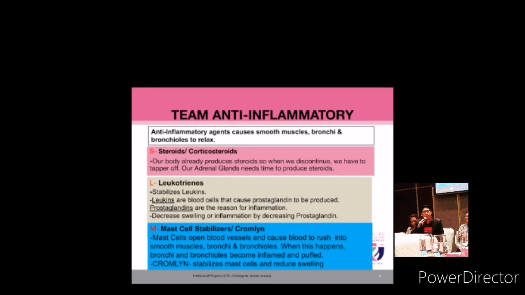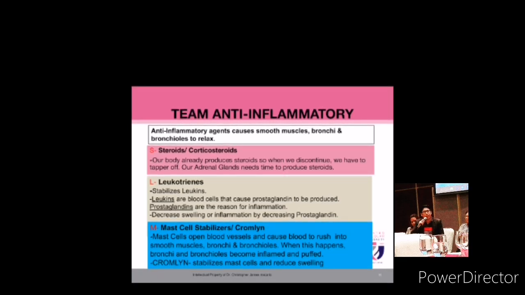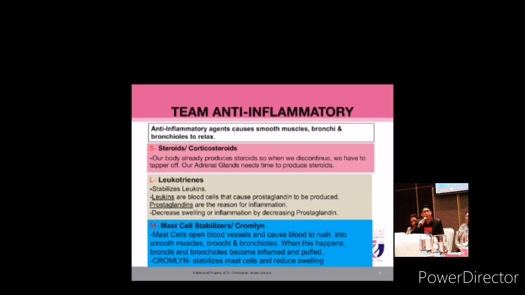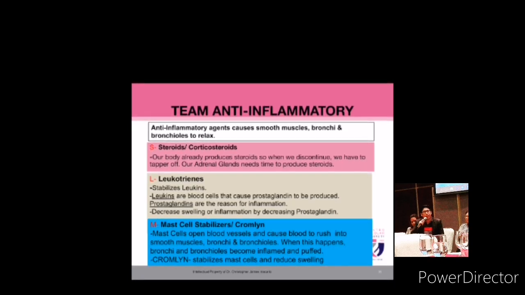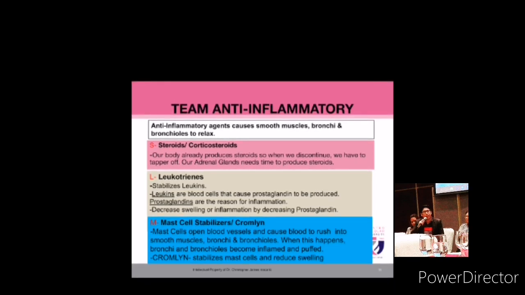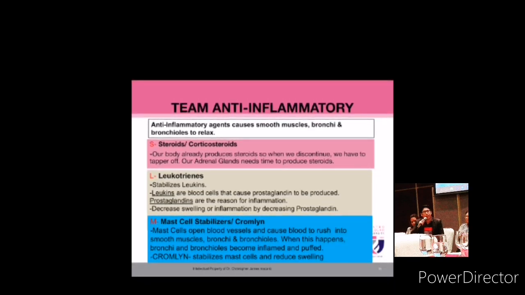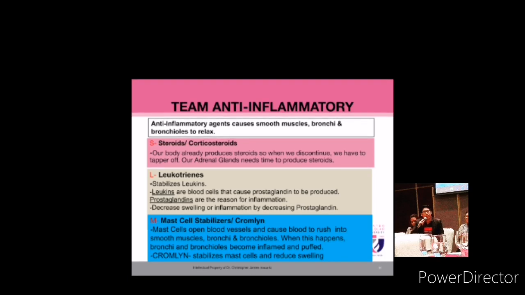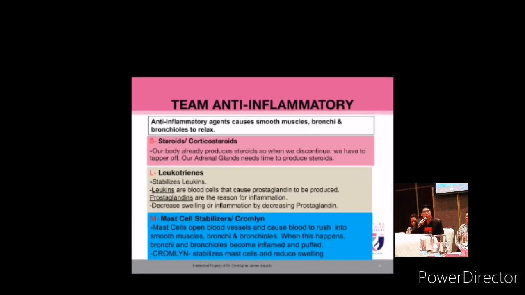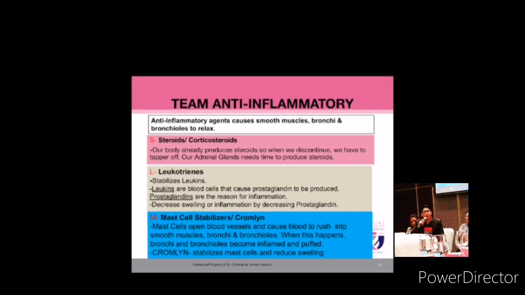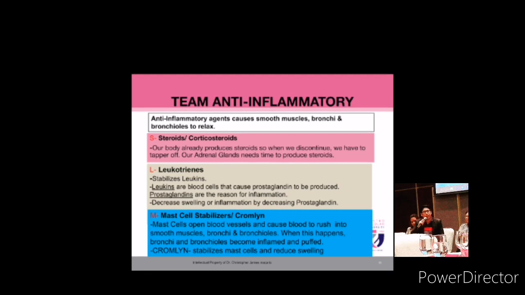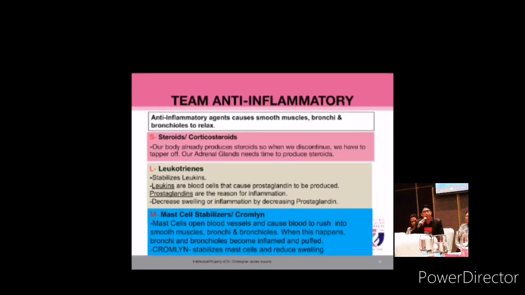Our body already produces this. So if we discontinue, we have to taper off. Our adrenal glands need time to produce steroids, meaning sa human body kasi natin, itong mga gamot na to, okay, pinoproduce to ng katawan natin eh. All of the medicines, pinoproduce ng katawan natin. However, itong sa steroids kasi, we have to remember that yung mga clients na gumagamit nito, kailangan we taper them off. Anong ibig sabihin nun?